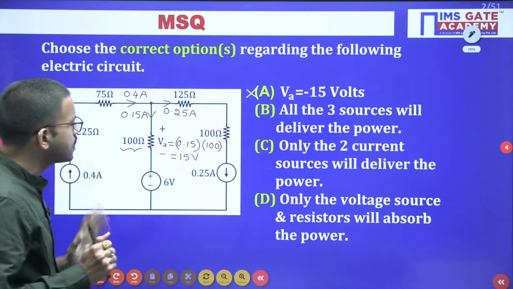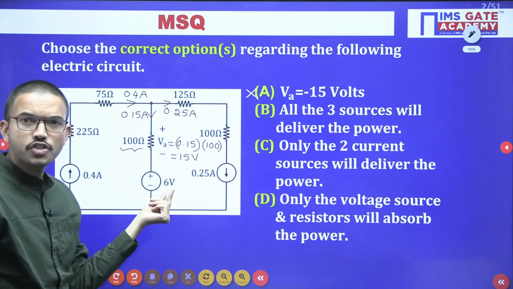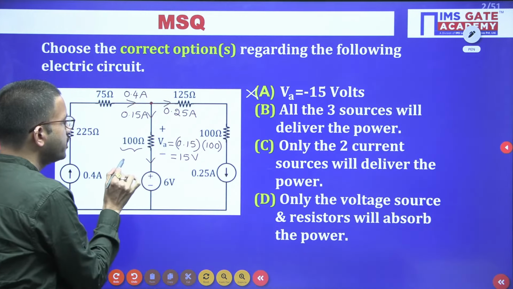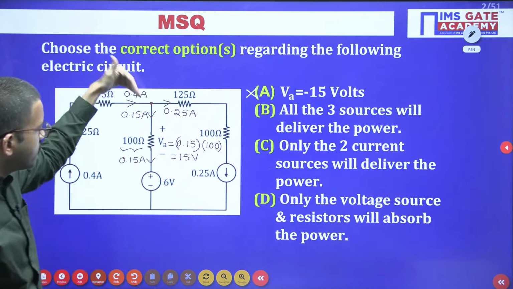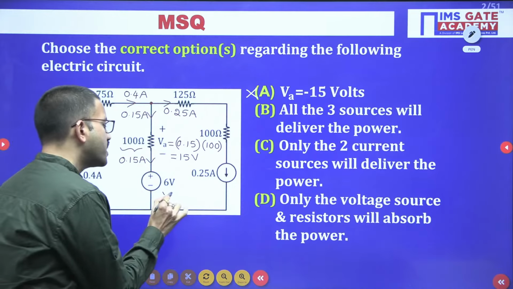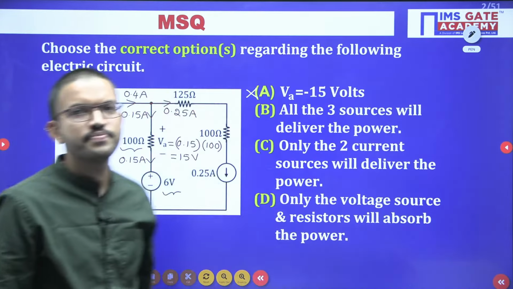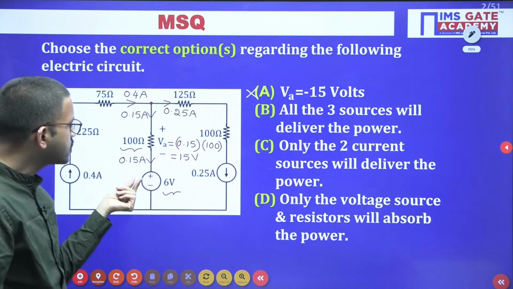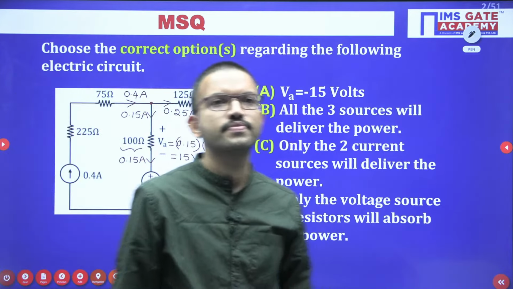Now just observe here. You have a 6 volt source here, and in this branch, 0.15 ampere current is flowing like this. Now all of you please respond whether this particular voltage source is delivering the power or absorbing the power. This is the most interesting thing. Whether the 6 volt source is delivering the power or absorbing the power.